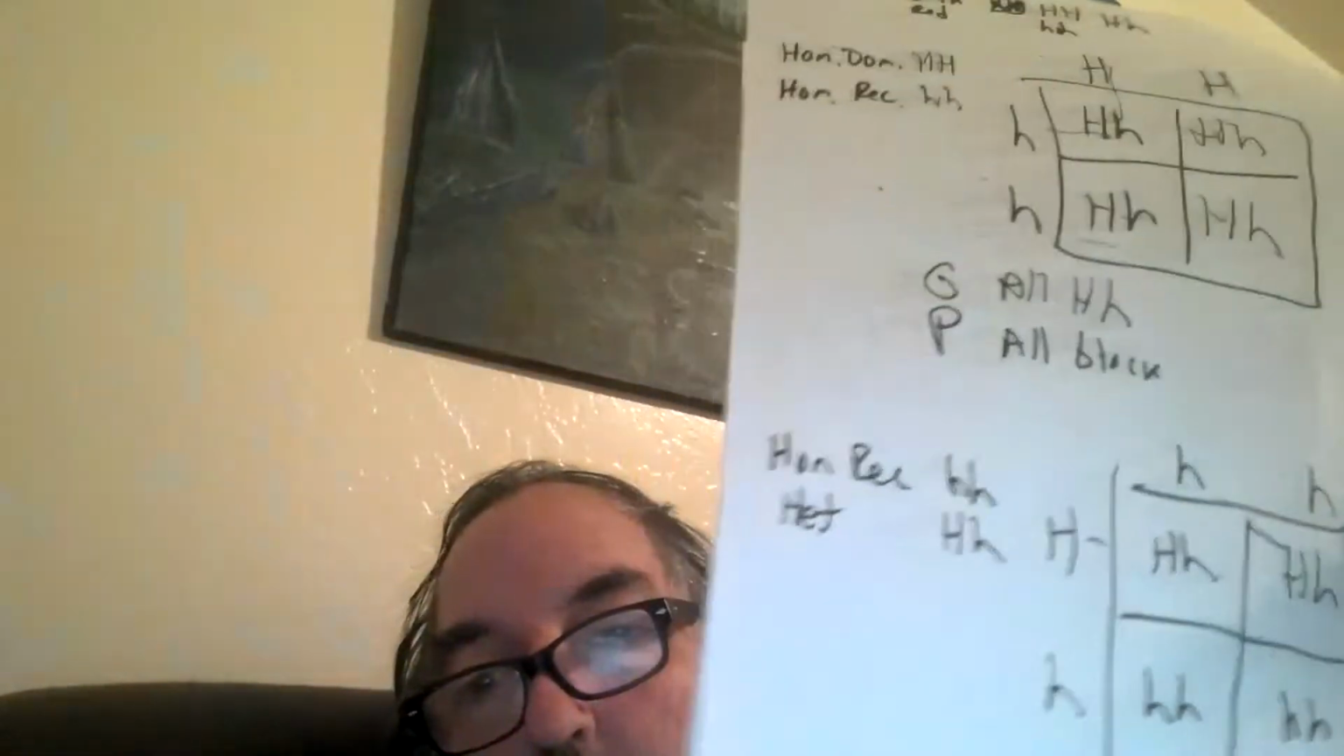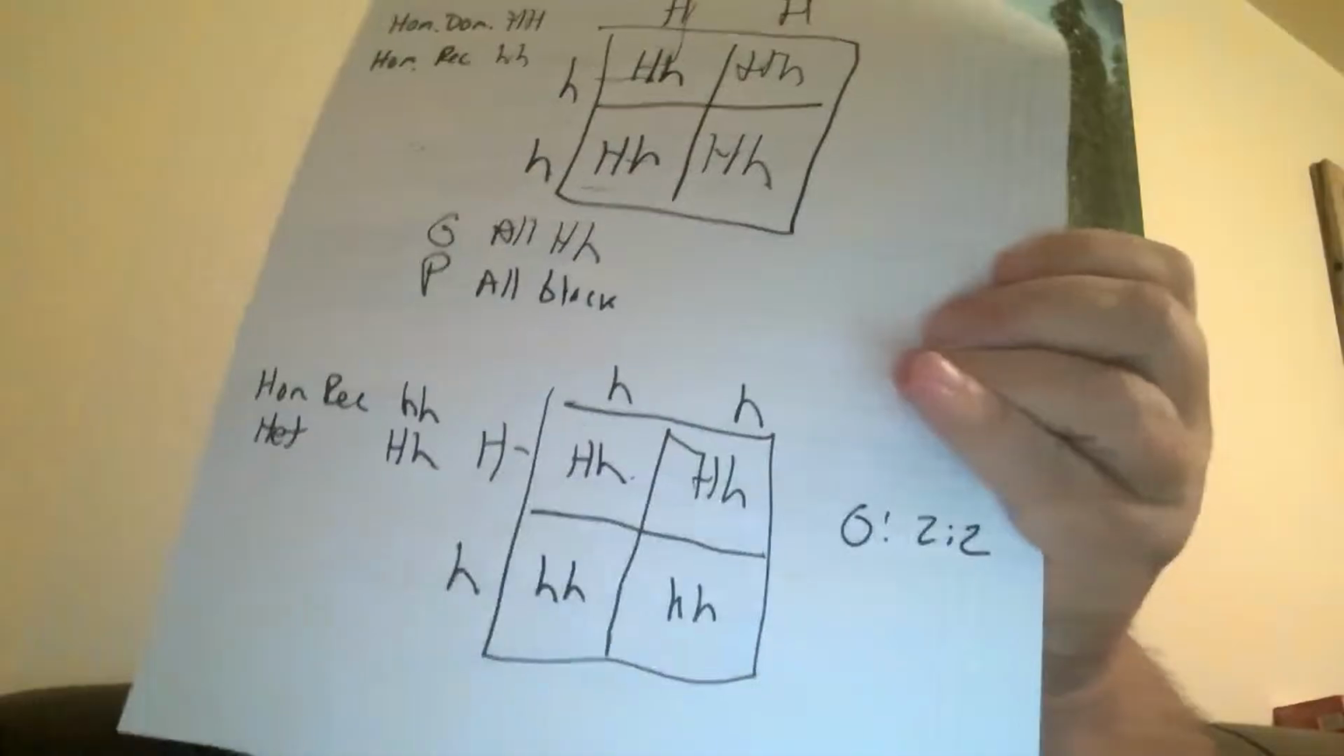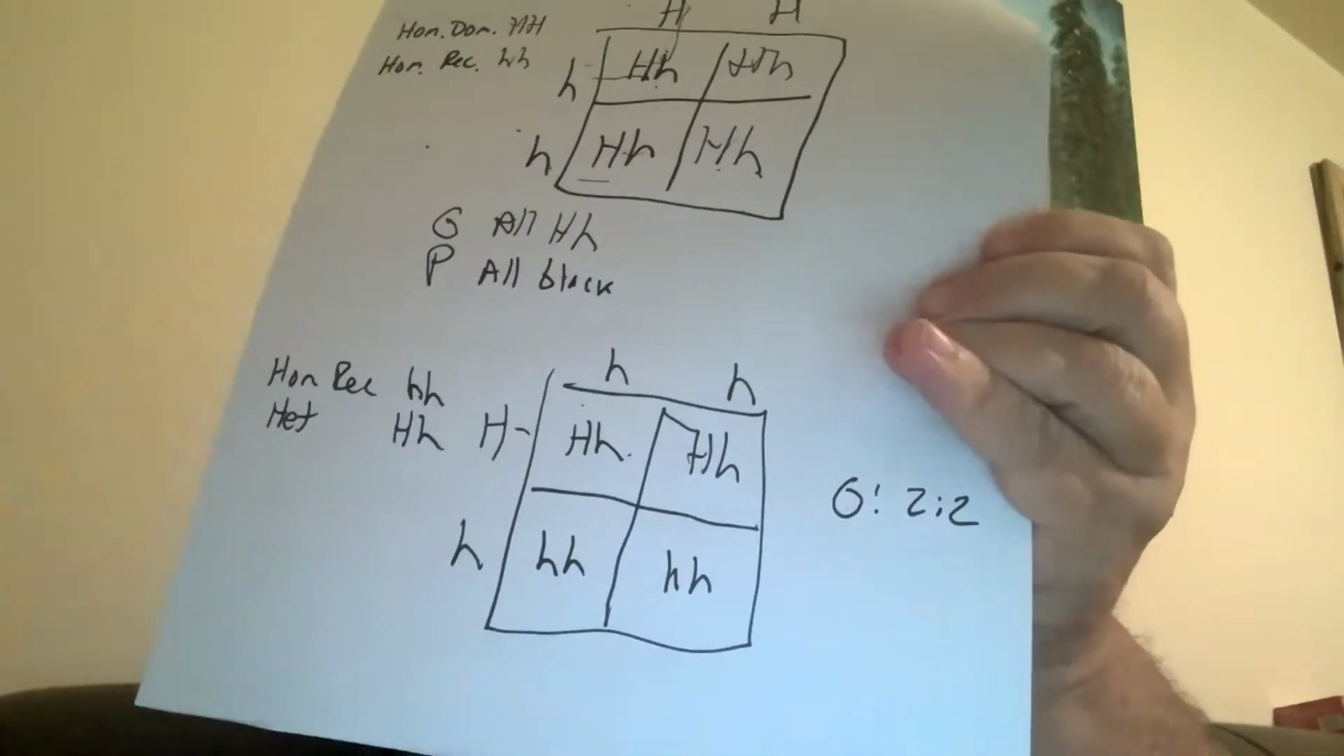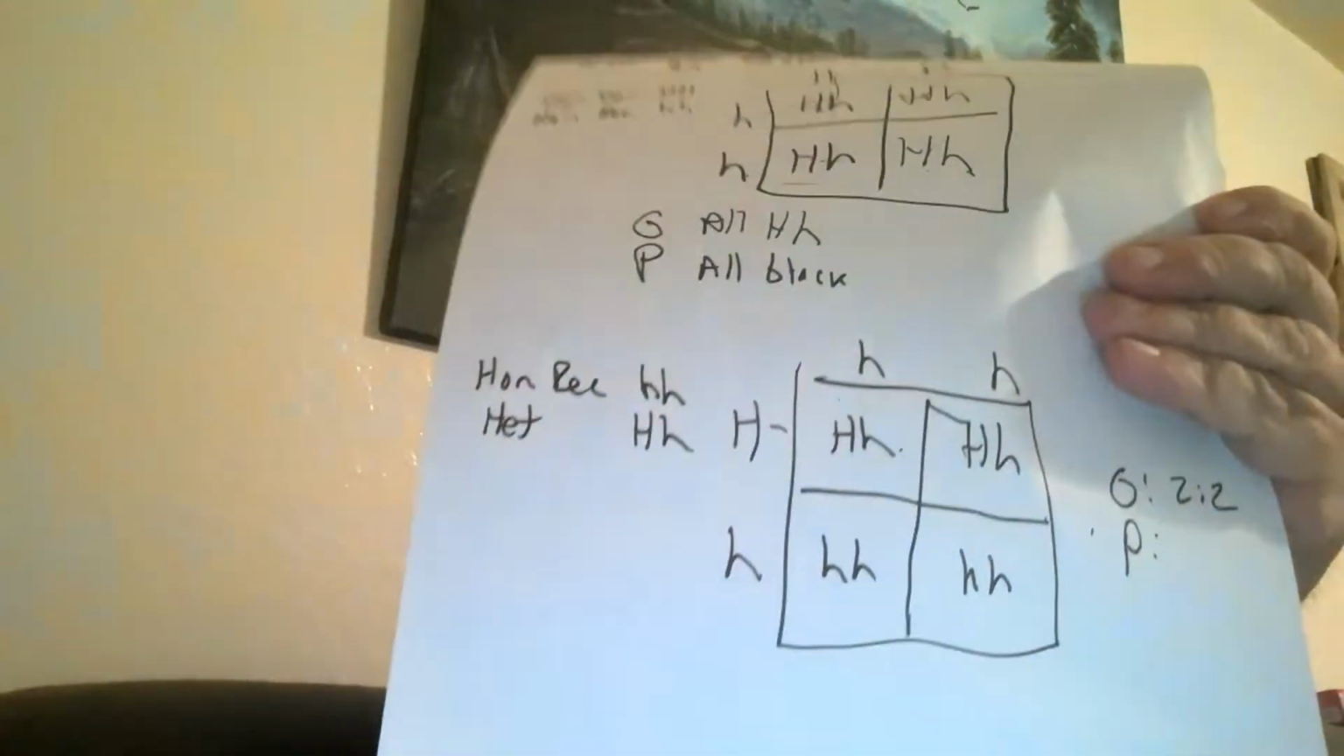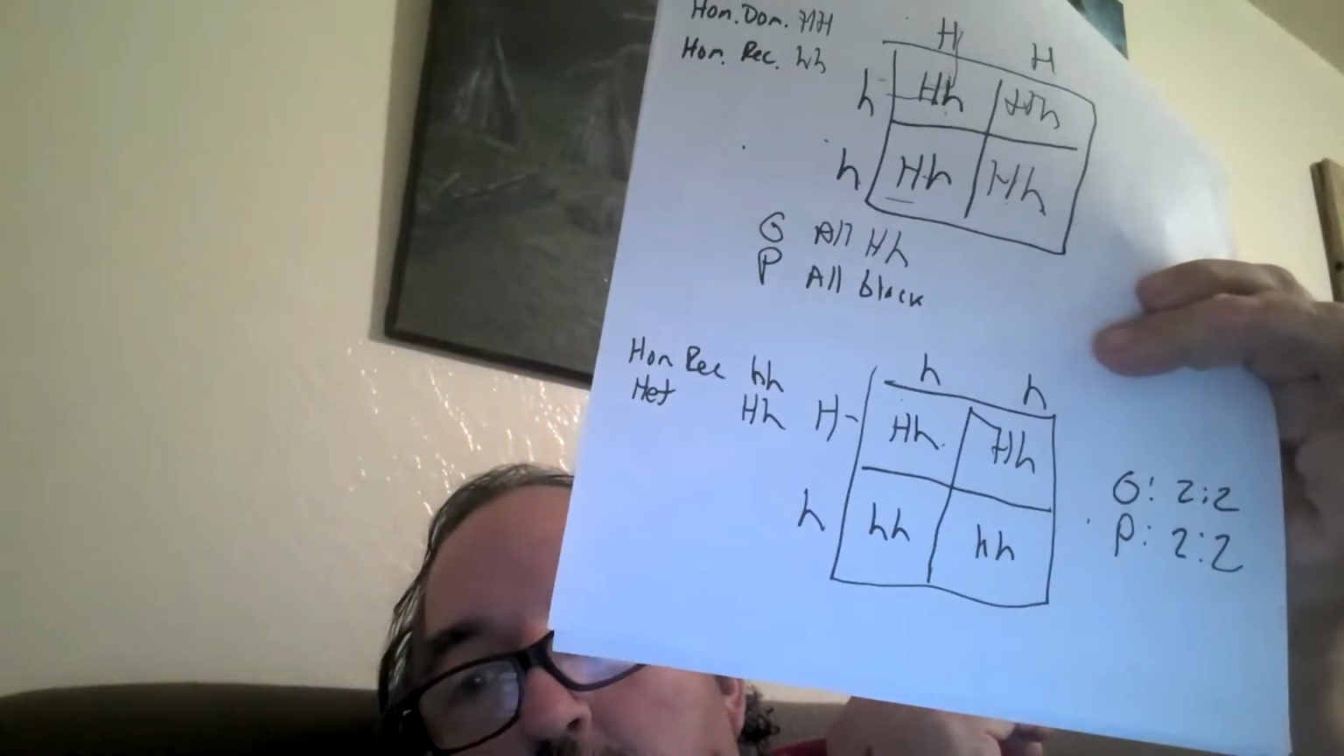So our genotypic ratio is 2 to 2. There are two big H, little h's and two little h's. Our phenotypic ratio, the big H, little h's are going to have black hair. The little h's are going to have red hair. So that's also going to be 2 to 2. So our ratios match. They don't always. So that is our second example.